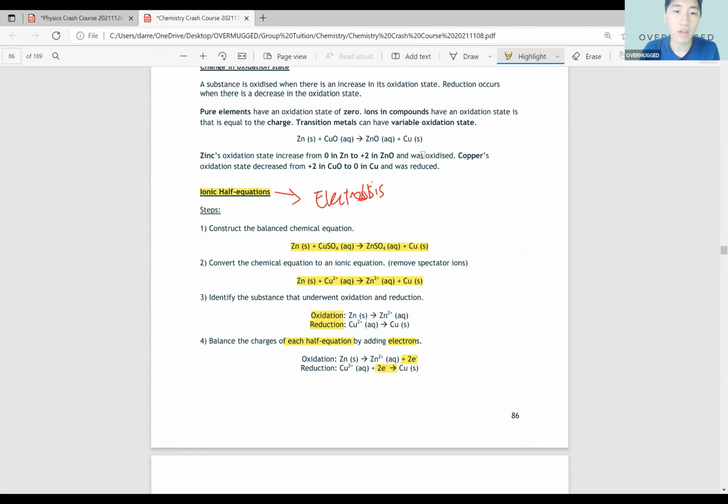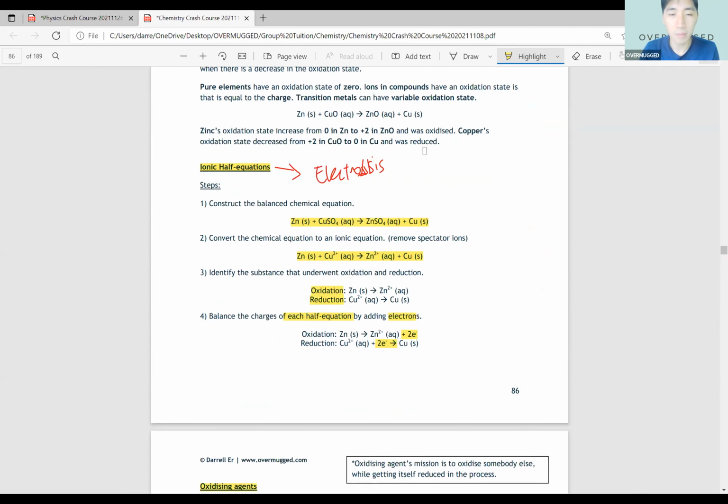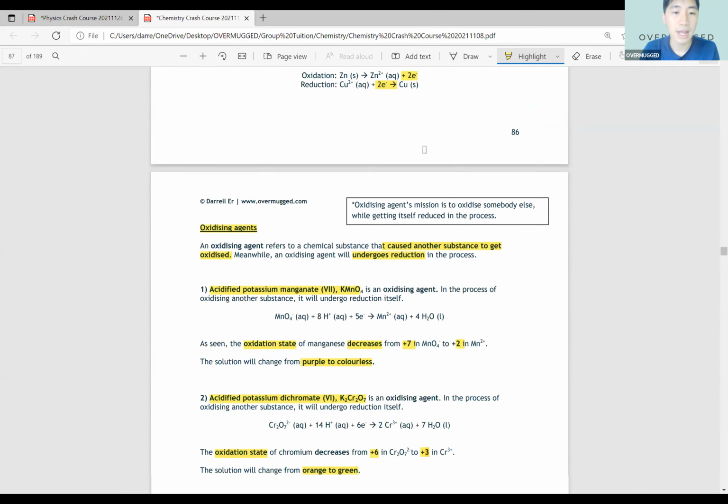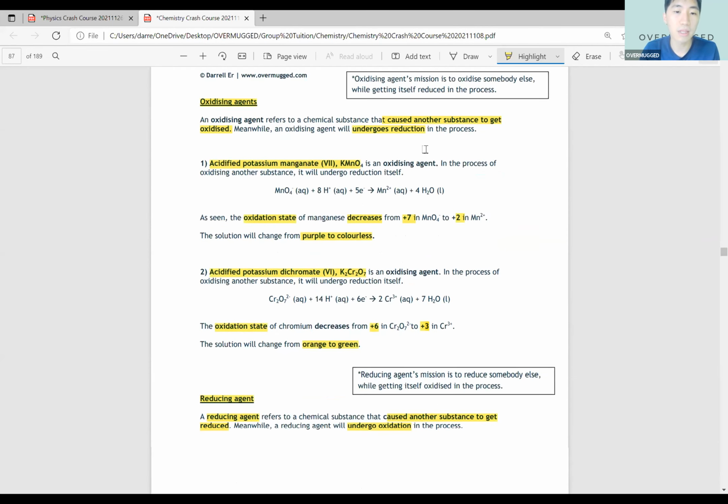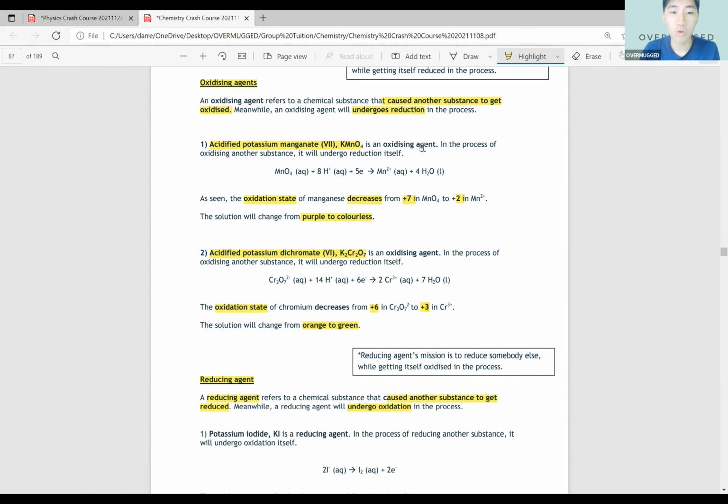Next, learn your ionic half equations carefully because you'll need them in electrolysis. Lastly, get familiar with your three main oxidizing and reducing agents. Two oxidizing, one reducing. All right, go and learn their color changes as well. That is what will be tested.